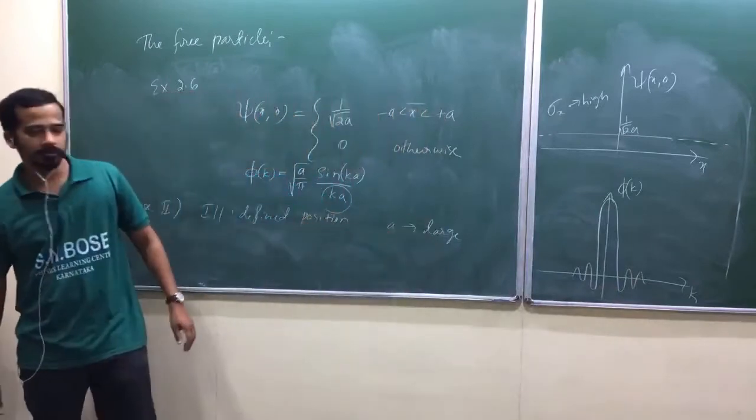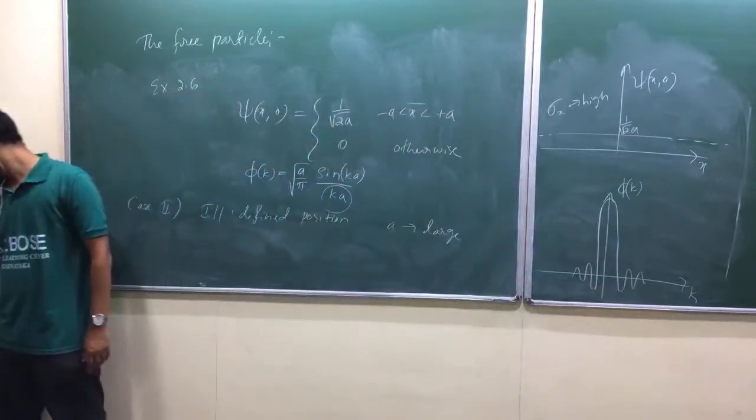You have well-defined momentum, isn't it? You don't have a very wide range of momentum here. You have a small range of momentum, possible momentum, or k means momentum, h bar k is momentum, okay? Sigma p is low, and you don't have control over it. And that is the uncertainty.